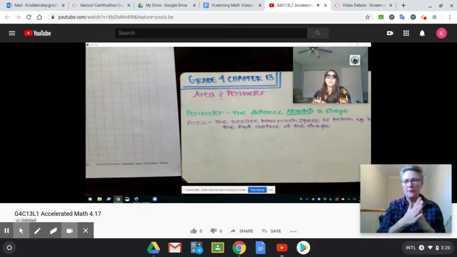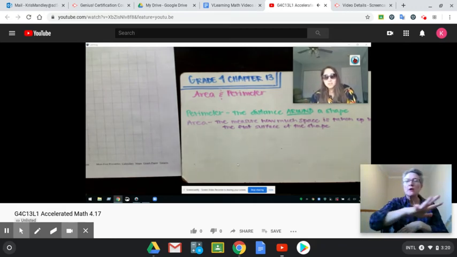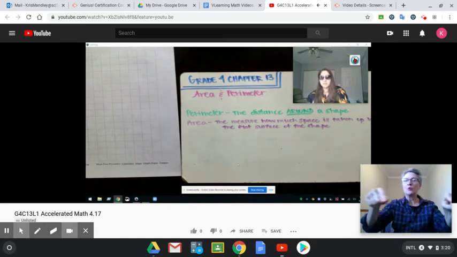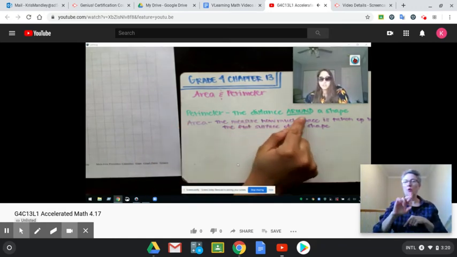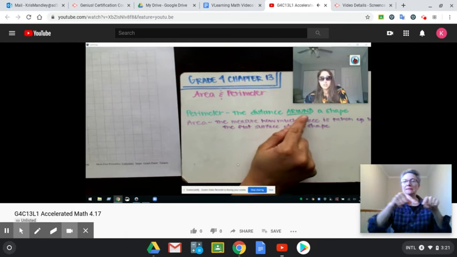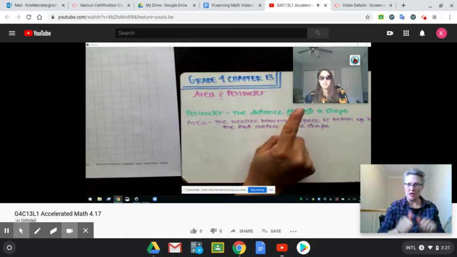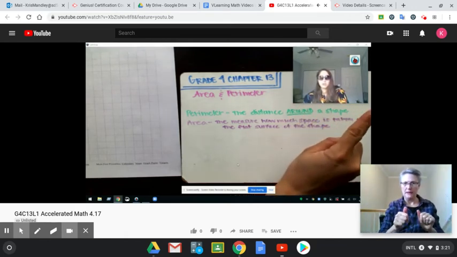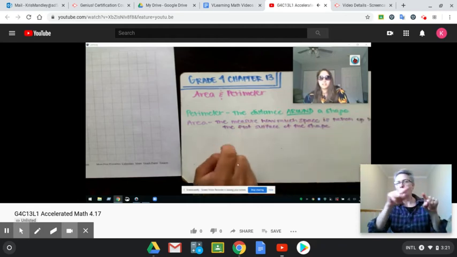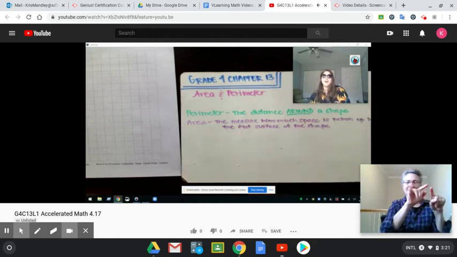So we're talking all about area and perimeter in this chapter, and that's something that you guys are already a little bit familiar with, right? Perimeter, you know, is the distance around a shape, right? So you imagine all the way around a shape, so you could, for instance, measure the perimeter of this little video box that I'm sitting in, right?